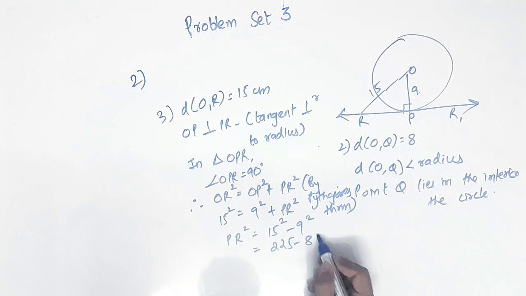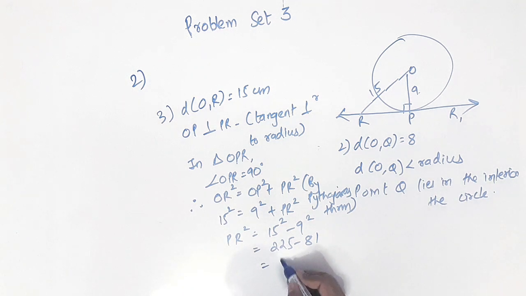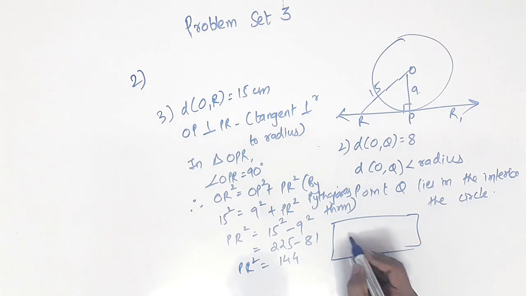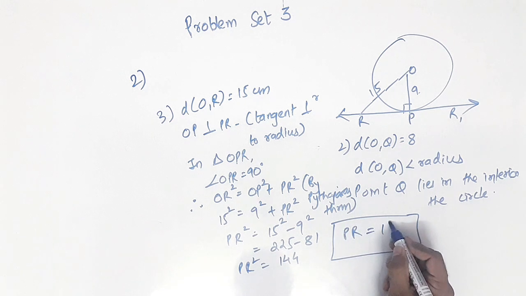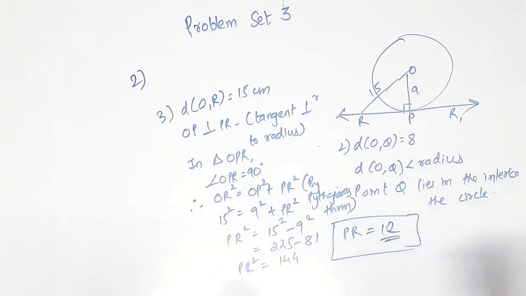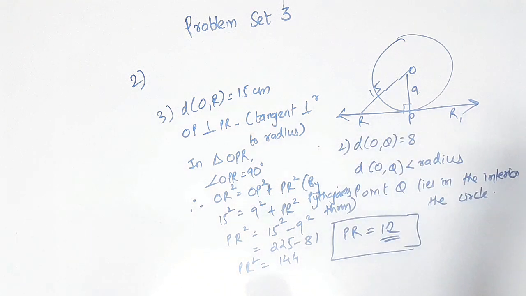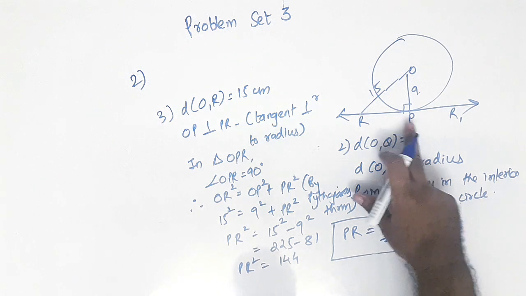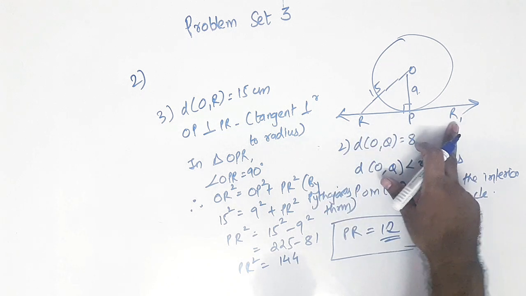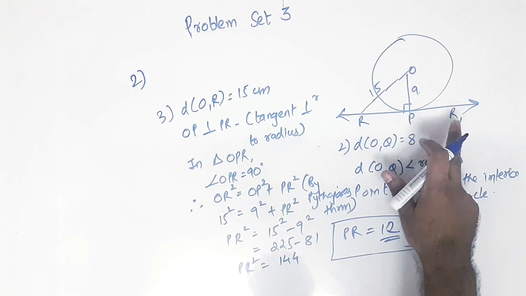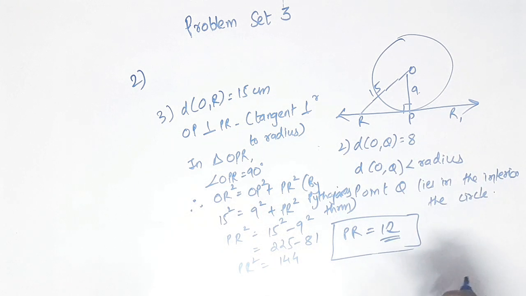So it is 225 minus 81. What is 225 minus 81? It is 144. So if PR square is 144, what will be PR? PR will be equal to 12. So each location of point R will be 12 centimeter from P, whether it is R or R1. It is the reflection image of R1. Okay, very simple. Let us move on to question 3.